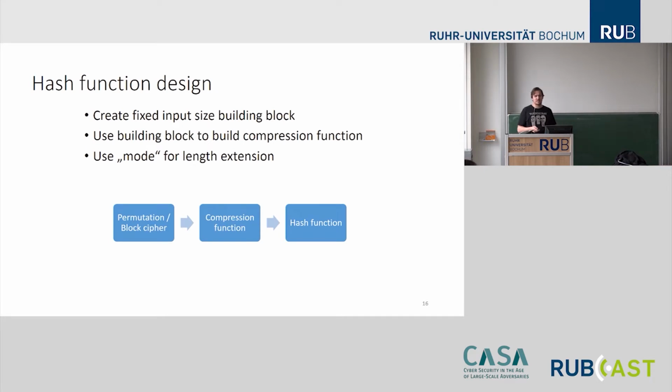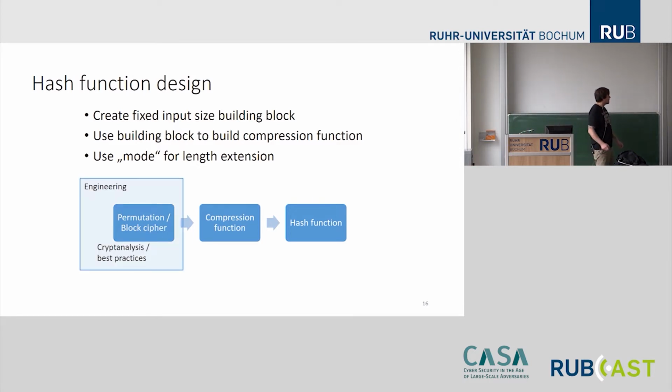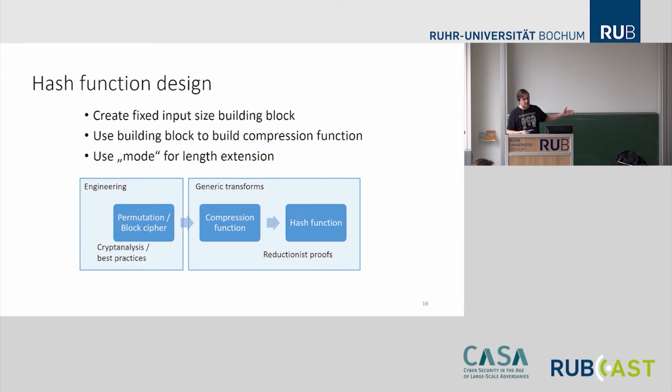If you look at how hash functions are built, then we usually start from some fixed input size and also fixed output size building block like a permutation or a block cipher. From there, we've got an optional step in between where we build a compression function. And then from this compression function, we move on to build a full-fledged hash function. This first part is where we've got the bit pushers that essentially use engineering techniques to decide how to build a good permutation or a good block cipher and then analyze these using cryptanalysis. And from there on, we use generic transforms and back up the security with a reductionist proof. So we bootstrap from this engineering cryptanalysis approach.